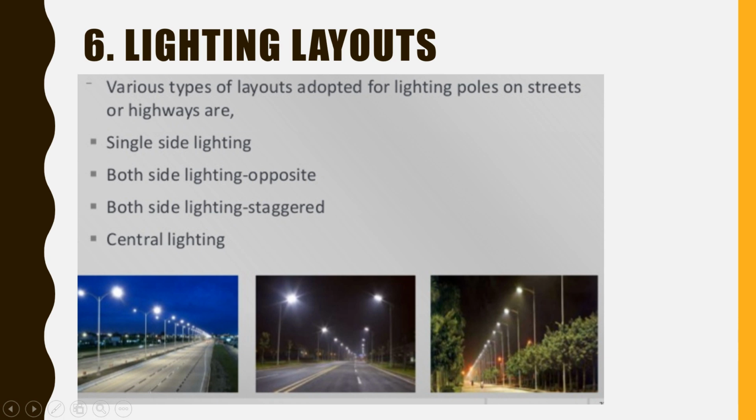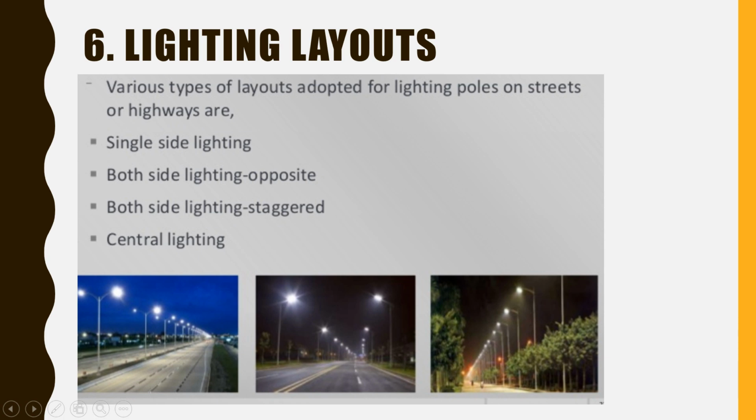Second, both side lighting but opposite, that is, the lights are placed on both sides in opposite fashion. And both sides lighting staggered, that is, the lighting system is done in alternate fashion. And it is central lighting, this is central lighting. This is, you can say, both side lighting staggered, or maybe it is opposite, not clear in the photograph, but maybe it is directly opposite. This is central, this is single side lighting.